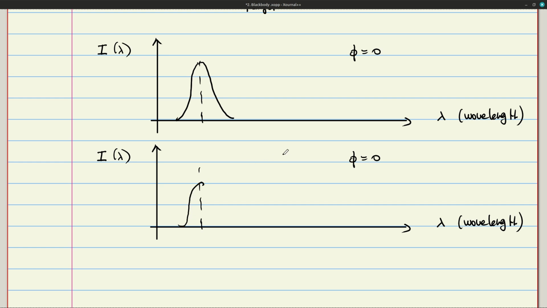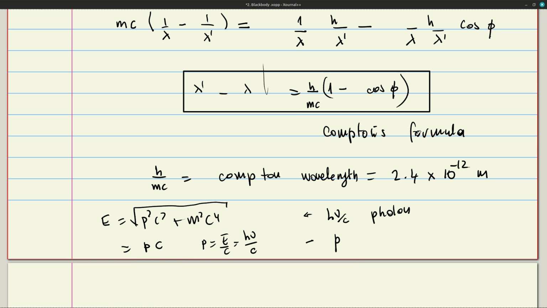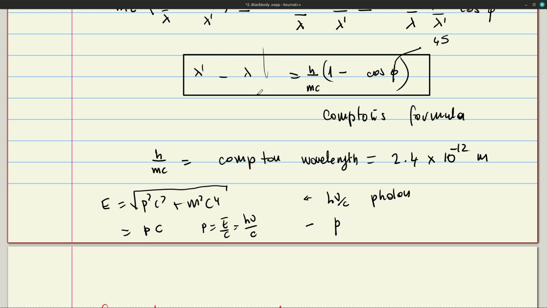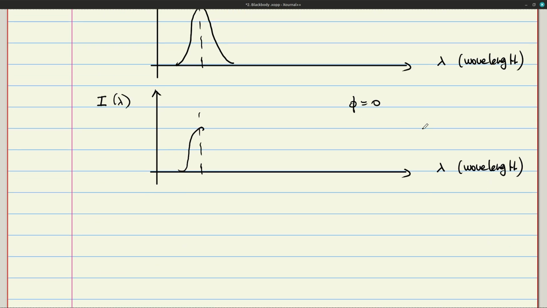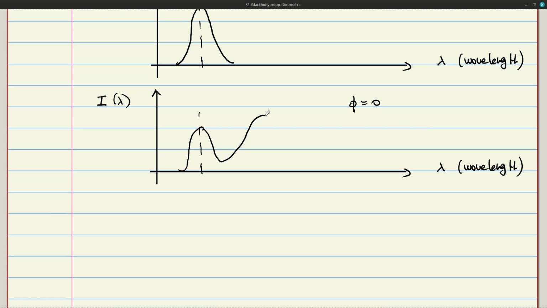But because of this Compton formula, here is the formula we derived. Just put 45 here. Cosine 45 is 1 over square root of 2. 1 minus 1 over square root of 2 is something smaller than 1. So lambda prime is going to be shifted just a little bit from lambda. And it is defined by h over mc times, I don't know, 1.2, whatever the number is. That shift is going to occur here, and this distance is lambda prime minus lambda. Is that clear?